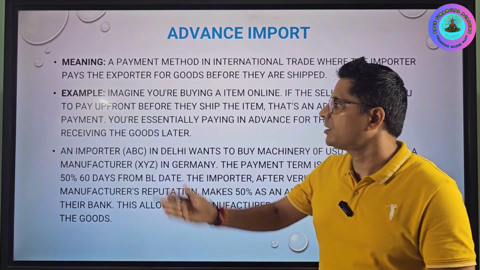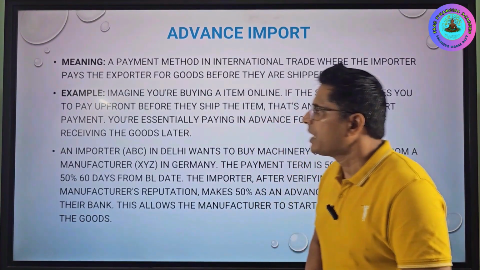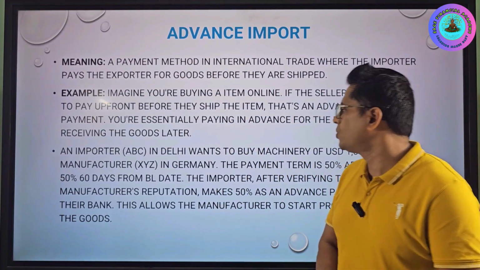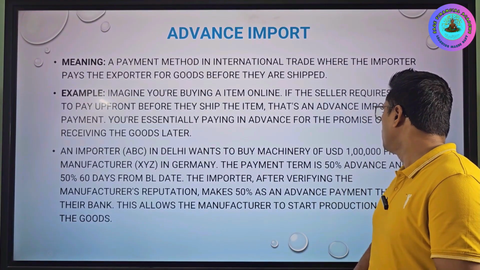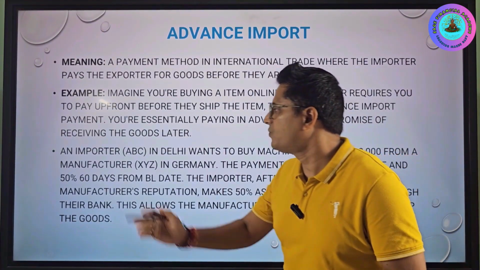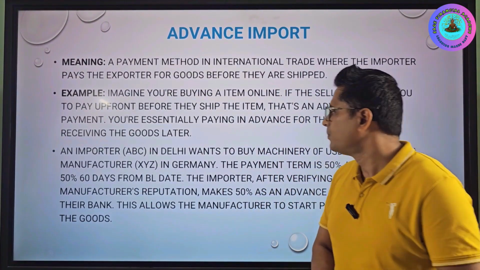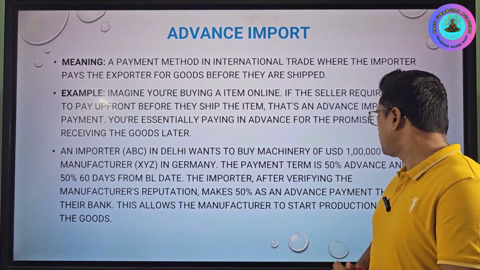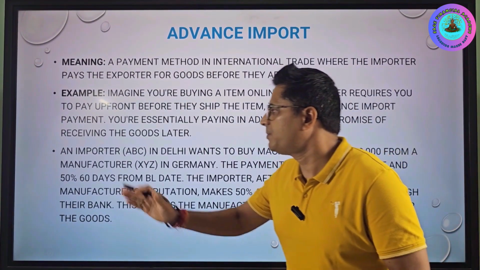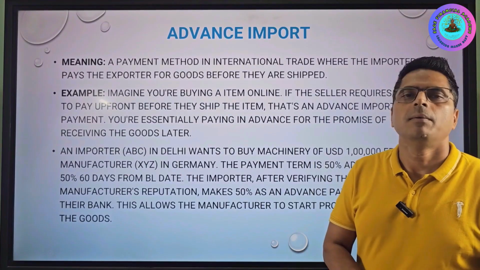Similarly, in the international market we can take one more example. An importer ABC in Delhi wants to buy machinery worth US dollar 1 lakh from a manufacturer XYZ in Germany. The payment term is 50% advance and 50% after 60 days from the BL date.